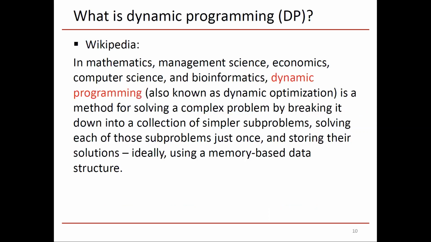So what is dynamic programming? Wikipedia describes that in mathematics, management science, economics, computer science, and bioinformatics, dynamic programming, also known as dynamic optimization, is a method for solving a complex problem by breaking it down into a collection of simpler subproblems, solving each of those subproblems just once and storing their solutions, ideally using a memory-based data structure.